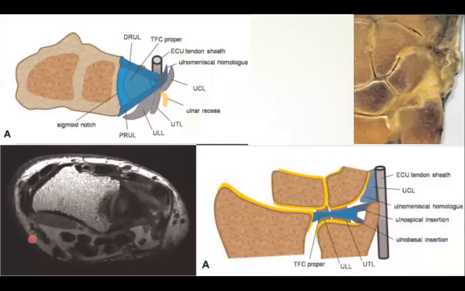The same structure that you can see in the MRI view, as you can see in the structure here: the sigmoid notch, the two radioulnar ligaments attaching to the ulnar styloid, the disc-shaped TFC proper, and also the ligaments coming from the ulna to the lunate and the ulna to the triquetrum.